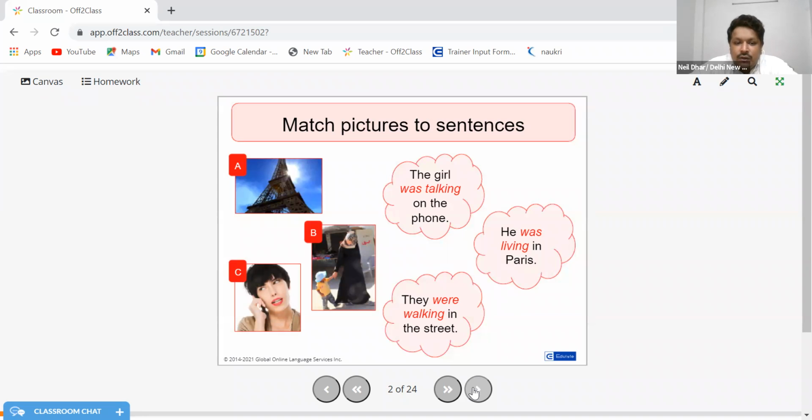Okay, moving on. Match pictures to the sentence. Girl was talking on the phone. Which picture does it match? It matches with C. He was living in Paris. It would match with picture A, as we can see the Eiffel Tower. They were walking in the street, matches with B.